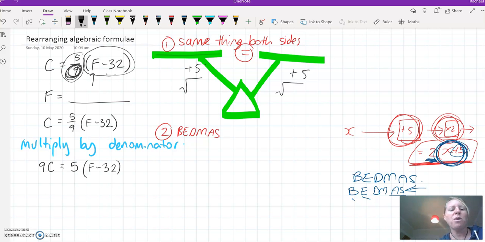All right, next step. Our f is still tangled up within brackets there, so we can't touch our f yet. We're going to need to deal with this timesing by 5 that's going on. So let's divide both sides by 5. Here, I'll just put, as some people like to do, that we're going to times by 9 and times by 9. So now we're going to divide both sides by 5.